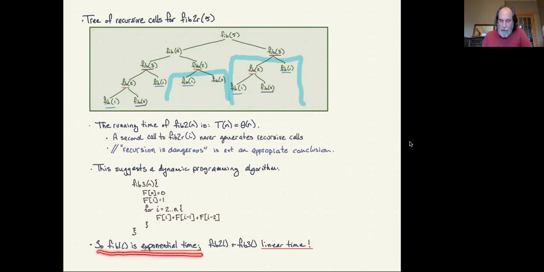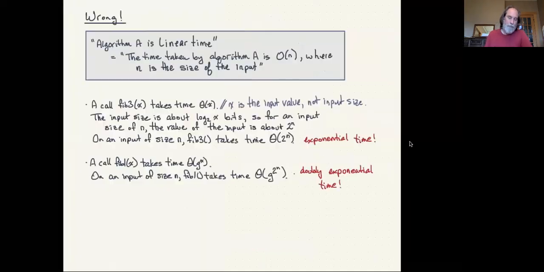Okay, so now the conclusion here is often that fib1 is exponential time, and fib2, and especially fib3, are linear time, right? We went from exponential to linear. This is a huge improvement. But actually this is not a correct conclusion. It's an exponential improvement in the amount of work, but it's not correct to call these functions linear time and exponential time, respectively. Why?